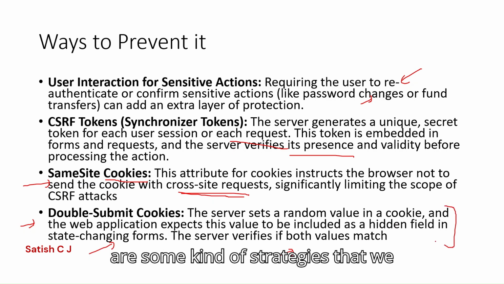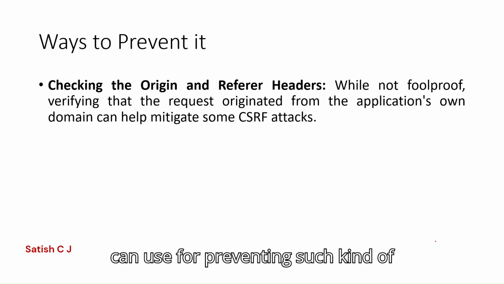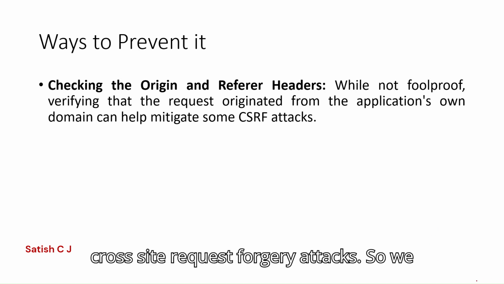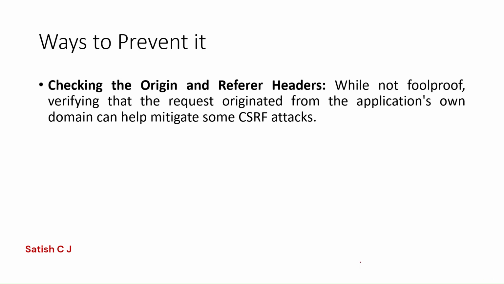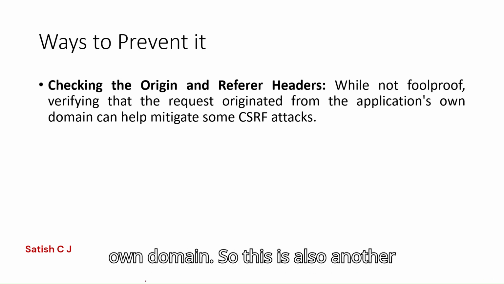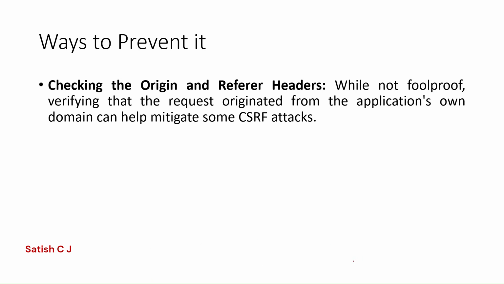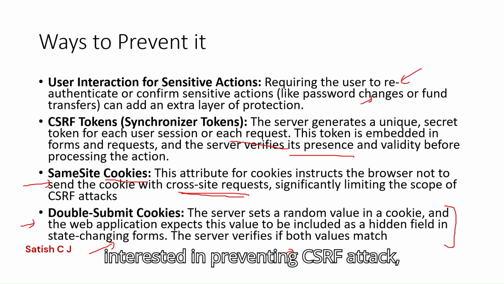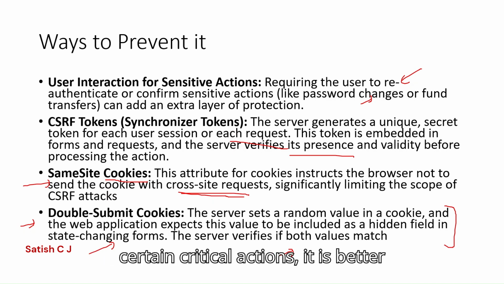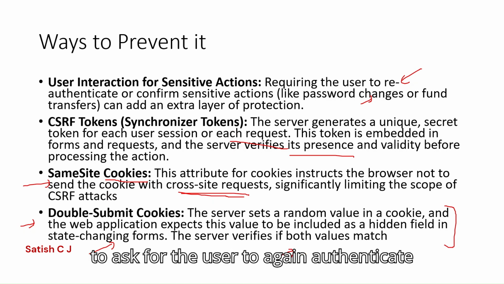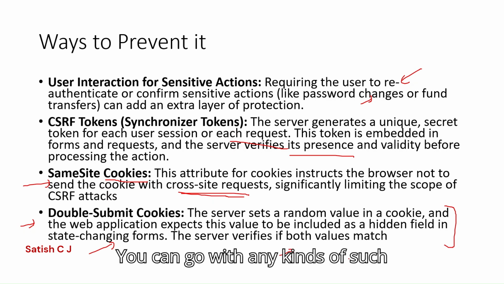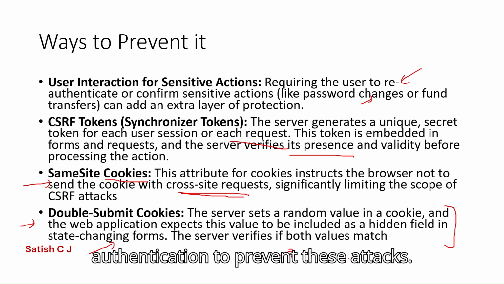So these are some strategies that we can use for preventing such cross-site request forgery attacks. We can also verify whether the request originated from the application's own domain. This is another verification that we can perform to prevent a CSRF attack. One of the key things is, if you are interested in preventing CSRF attacks, when you are performing certain critical actions, it is better to ask the user to authenticate again using his username, password, or an OTP. You can go with any kind of such authentication to prevent these attacks.